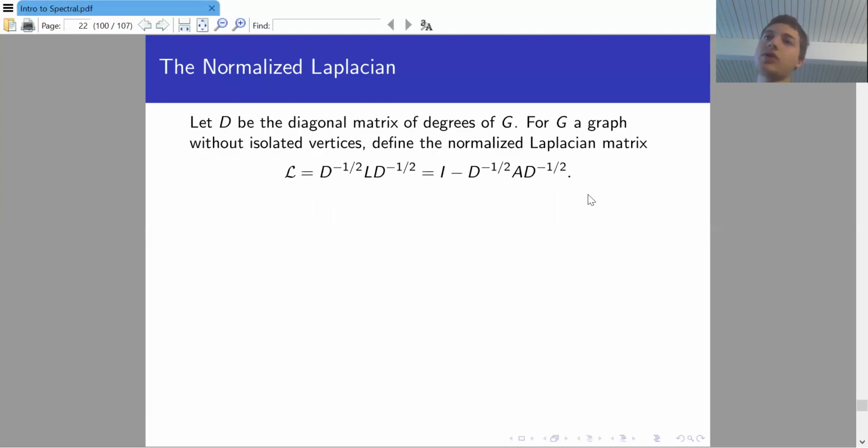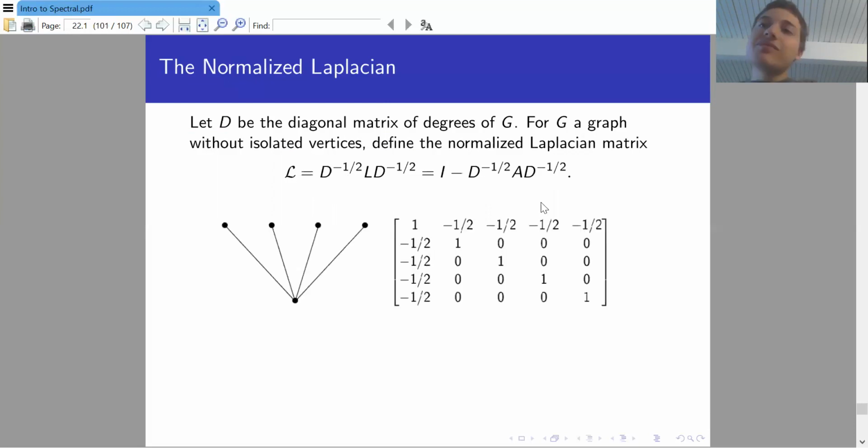As an example, we have the normalized Laplacian of this graph here. We have ones along the diagonal and negative entries where there are edges. And the exact value of each entry depends on the degrees of both endpoints of the edge.